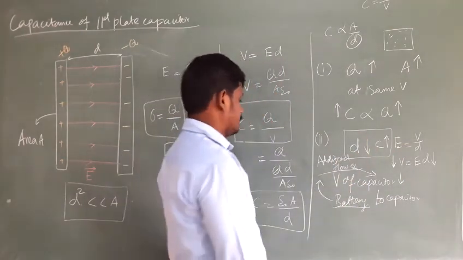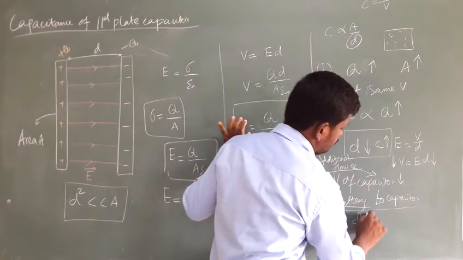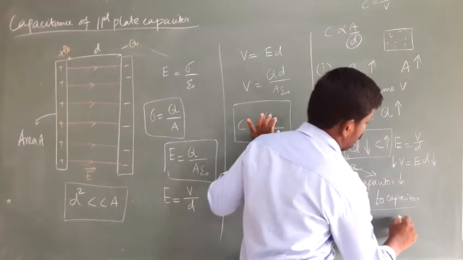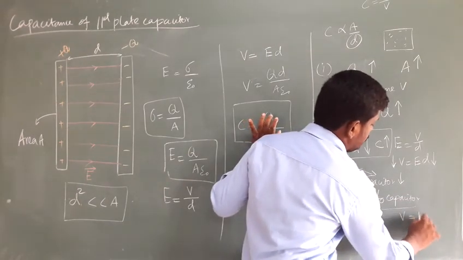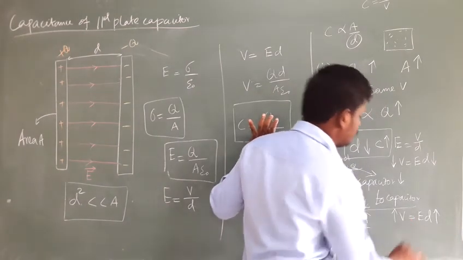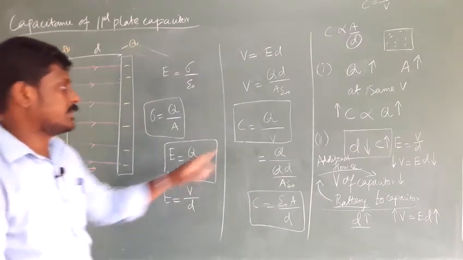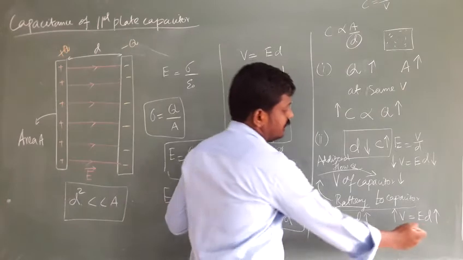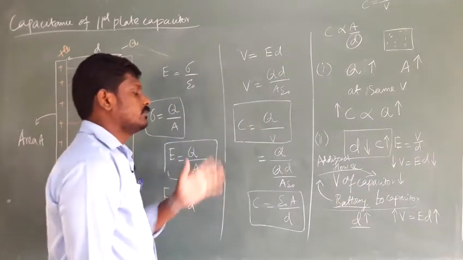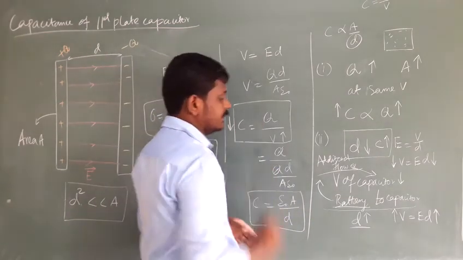Then the next case, if D increases, so the distance between the plates increases. If we increase the distance, V is equal to E into D, so potential also increases. So C is equal to Q by V. If potential increases, capacitance value decreases. If we increase the distance between the two plates, the potential difference between the two plates of the capacitor increases. So potential increases, capacitance decreases.